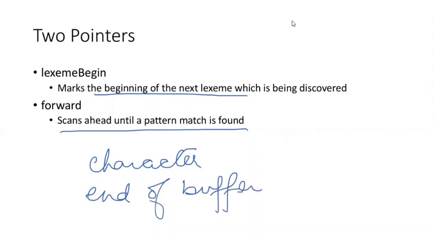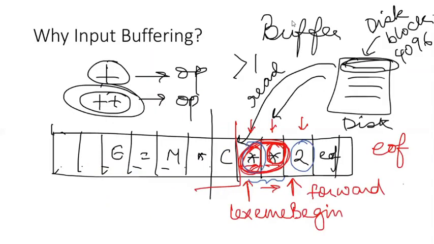Like, again, if we just go back here, in this buffer, forward will keep on moving in this direction. So once it is here, it cannot move any further because it has reached the end of this buffer. So once it has reached the end of this buffer, it will move to the beginning of the second buffer. Similarly, forward can also reach the end of the second buffer. So once it reaches the end of the second buffer, it will move to the beginning of the first buffer.